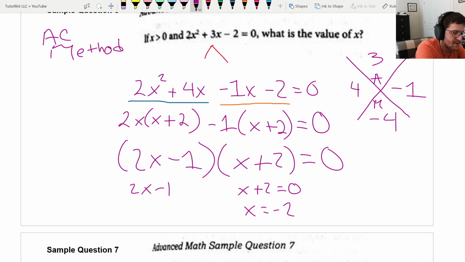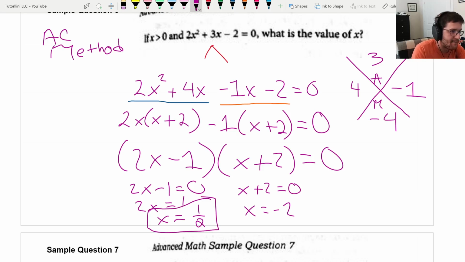2x minus 1 equals 0. We add 1 to both sides. We get 2x equals 1. Then we divide both sides by 2, and we get x equals 1/2. So 1/2 is our answer because the question says it has to be positive. x is greater than 0. So this guy we can chuck out. I'll just put a slash through that.